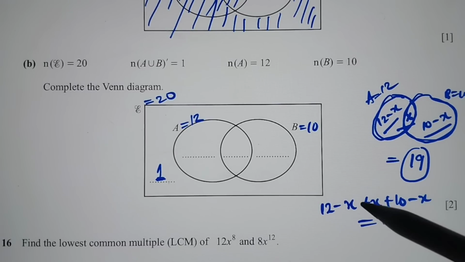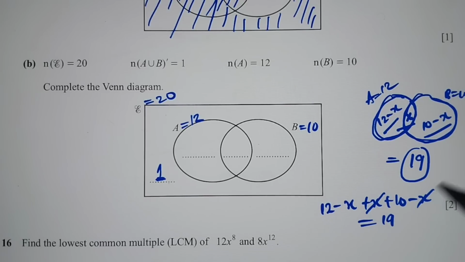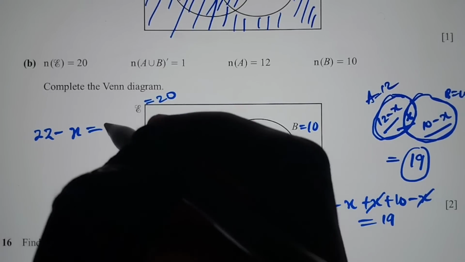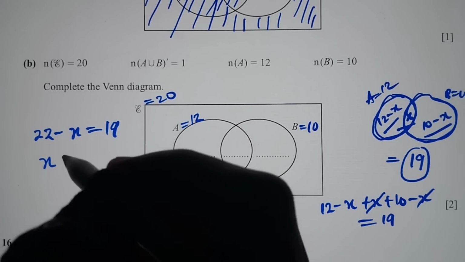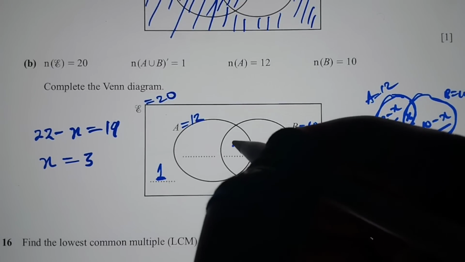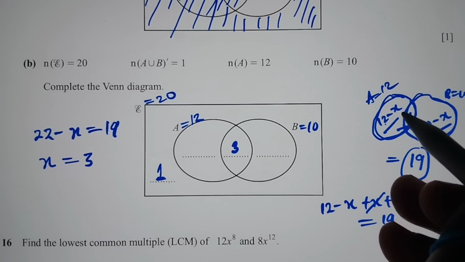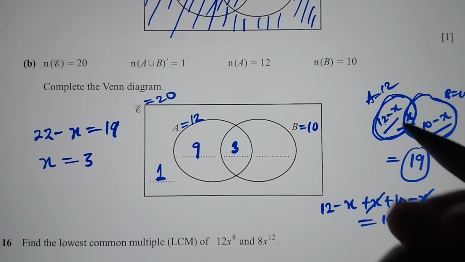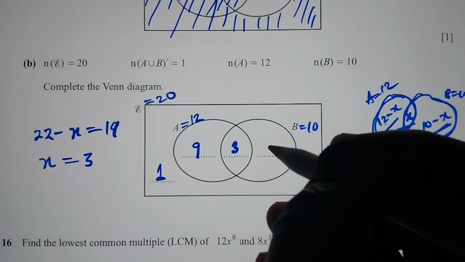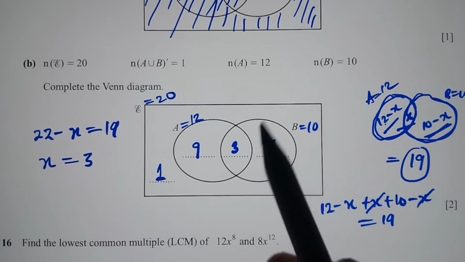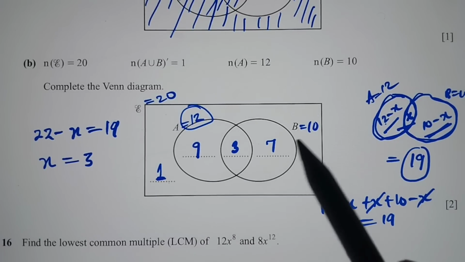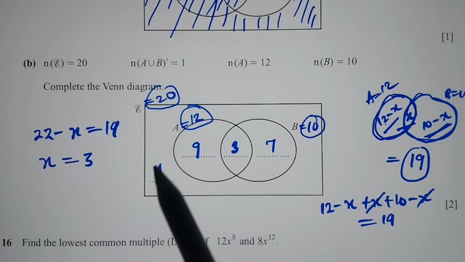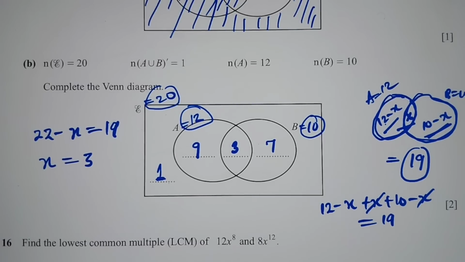And that is going to give us, this takes out this, so we have 22 minus x. Let me do that here. So 22 minus x is equal to 19, so that x is equal to 3. So inside here is 3. Then 12 minus x is simply 9. And then 10 minus x, which is 10 minus 3, is simply 7. So that at the end of the day, 9 plus 3 gives you 12. 3 plus 7 gives you 10. And altogether, you have your 20 with this one. It's as simple as that.